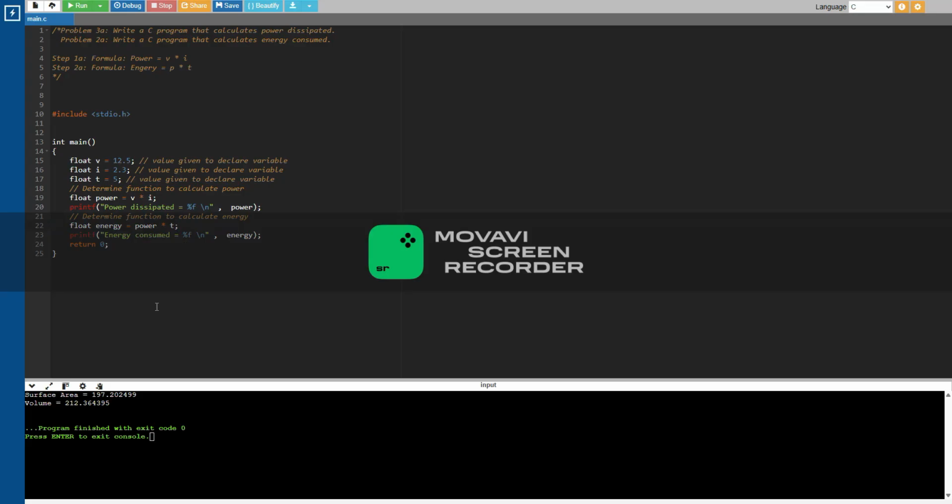Same for energy. We already declared what power is, so we're going to insert that times the time, which we have, and then we're going to print to calculate the energy. So running this, we see 28.75, 143.75, and that ends this session.